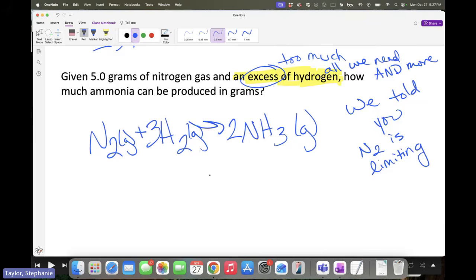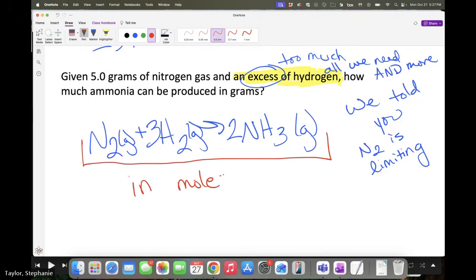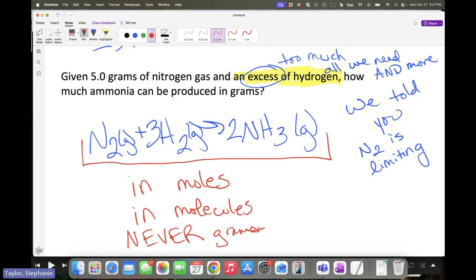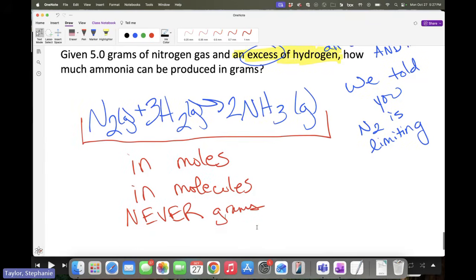That being said, we still need to answer the question. Since this is in grams, your chemical reaction itself is always in moles. It's also technically in molecules. So it's either in moles or in molecules, but it's never in grams, which means we have to do some math here.